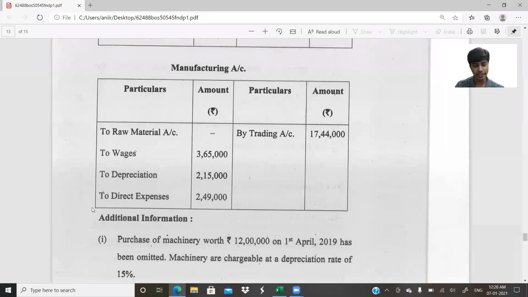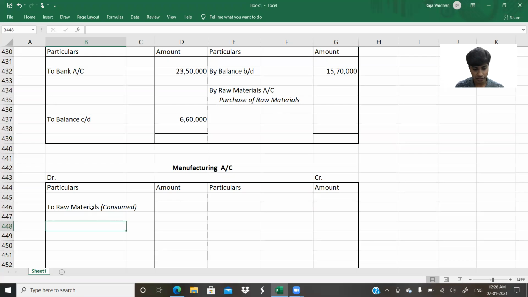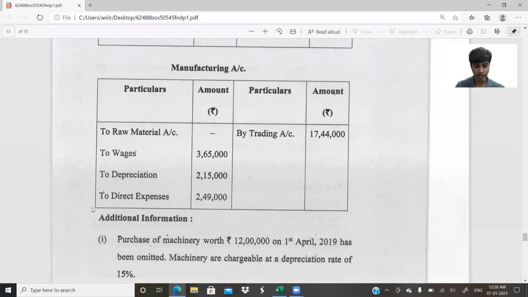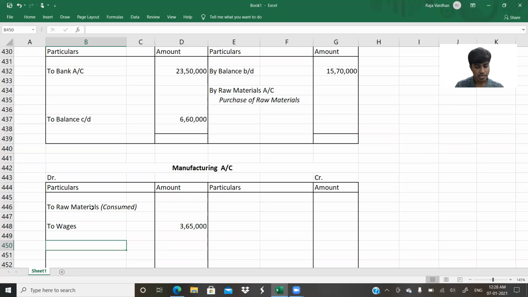Let us do that. Next, to wages 3 lakh 65. Congratulations, they've given. Sir, is this correct item or correct amount? Item is correct. Amount, I don't know. How will we know? You would have to read the question completely. To depreciation. Sir, will depreciation come in manufacturing account? Yeah. Sir, all depreciation, sir?